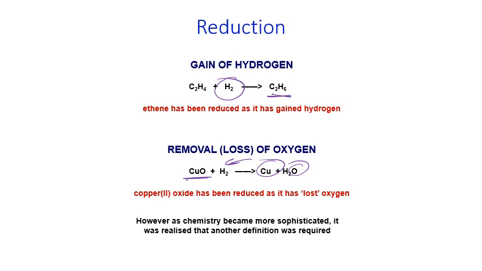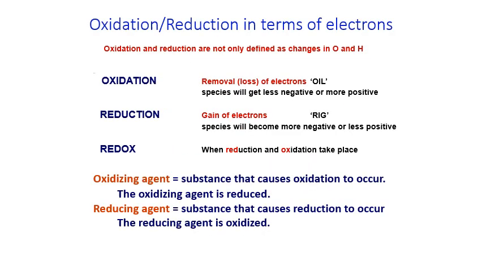However, as chemistry has become more sophisticated over time, it was realized a next definition was required, which is also what we looked at in IGCSE. So we look at oxidation and reduction now in terms of electrons. Not only defined in changes of oxygen or hydrogen atoms, but also in terms of gain or loss of electrons. So the key matter is that oxidation is going to be the removal or loss of electrons, the OIL part of OIL RIG.